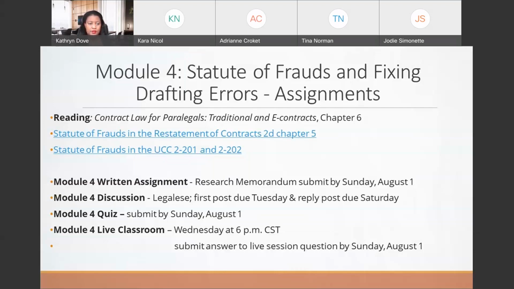So you've also been asked to read the statute of frauds provision in the restatement of contracts. Jody, what is the restatement of contracts? It's a secondary source for the judges to follow, some kind of guideline. Okay, what's another word for a secondary source?